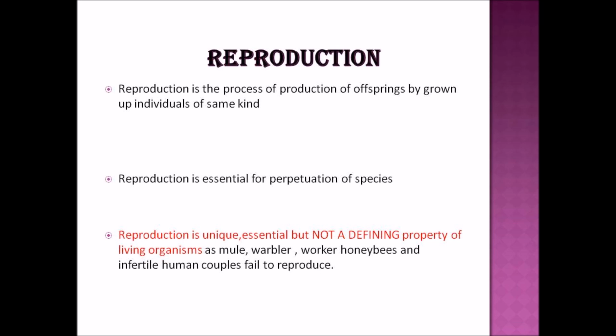Reproduction. Reproduction, as we have studied earlier, is the process of production of offsprings by grown-up individuals of the same kind. Reproduction is essential for perpetuation of species. However, reproduction is unique, essential, but not a defining property of living organisms, as mule, warbler, worker honeybees and infertile human couples fail to reproduce.